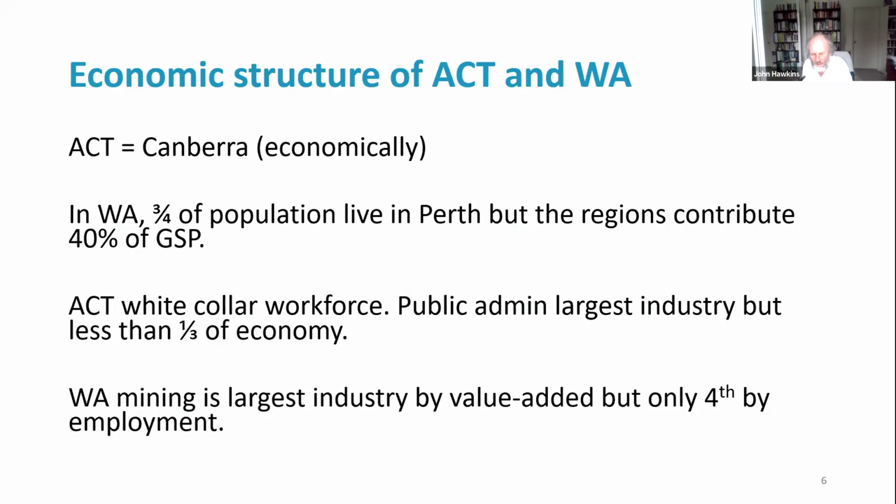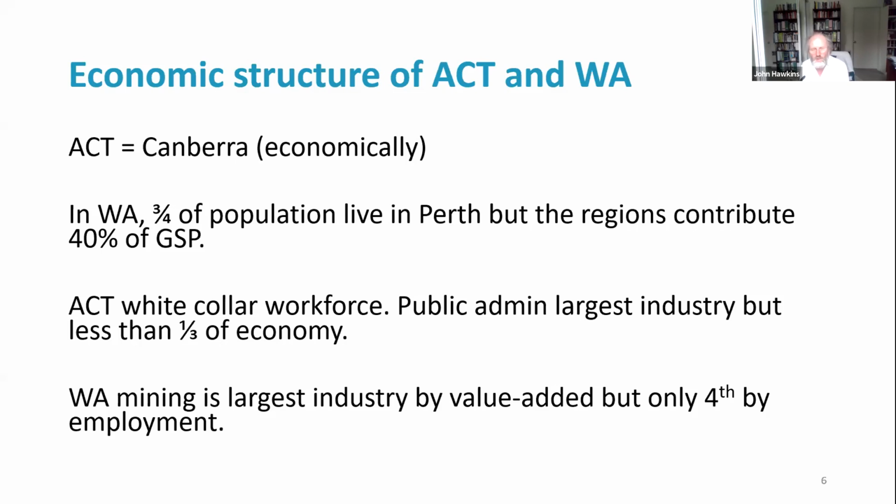So about half of the ACT is Namadgi National Park. So in a geographic sense, Canberra is only about half the ACT, but there's virtually nobody who lives in Namadgi, and there's only a couple of small villages like Tharwa and Hall. So from an economic viewpoint, the ACT essentially is the city of Canberra. In WA, it's also city-centric, but not as much. So three quarters of the population live in Perth, but the regions contribute 40% or so of gross state product.